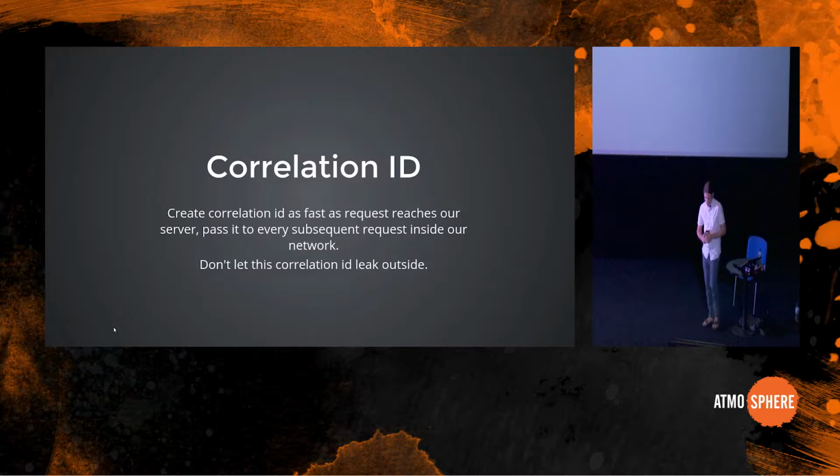Okay, so let's see some examples. We have the correlation ID. This is a true story. We need to add a correlation ID on every request that comes to our applications. So we do this at the gateway, and then just add this header to every request that goes to our application. And the other thing is that we don't want this correlation ID to leak outside, so that no one knows we mess with those requests at all.